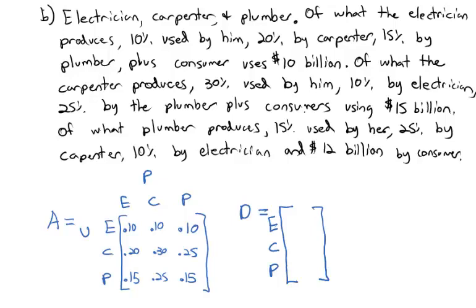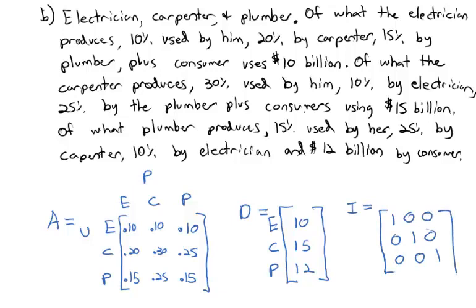The electrician's demand was $10 billion. Continuing to read through, the carpenter's demand was $15 million. And the plumber's demand was $12 million. We're also going to program on our calculator an identity matrix that matches with identities in threes. We need a 3 by 3 identity matrix. So we'll program that into our calculator.